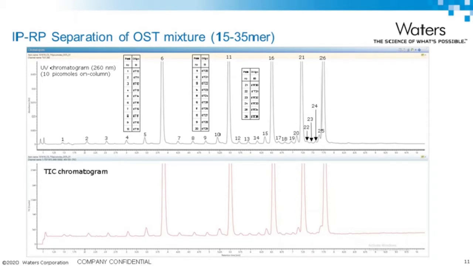The low-level impurities are failed sequences from DT10 all the way to DT25. These are low abundant impurities, and as you can see, they are detected in both chromatograms, the top UV trace and the bottom TIC chromatogram.